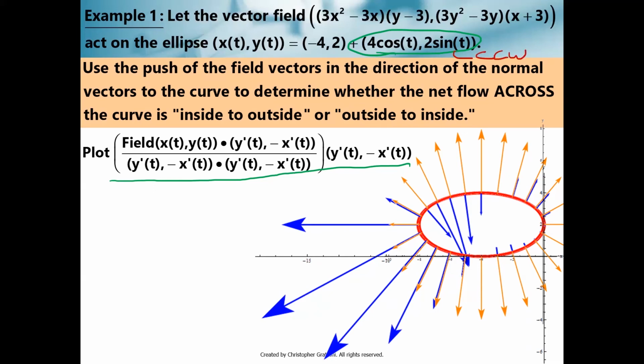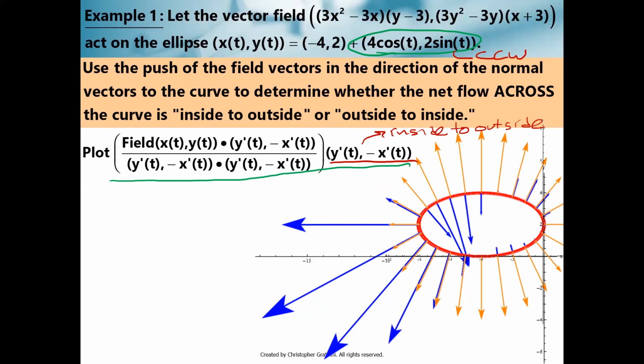Because cosine comma sine has a counterclockwise orientation, my right-footed normal vectors are going to be pointing outside, right? These are going to be pointing inside to outside. Our right-footed normal vectors point inside to outside when we have a counterclockwise parameterization. And then our job is to look at these blue vectors and ask ourselves, on the whole, in the aggregate, does it look like these blue vectors are pointing more with our normal vectors or more against our normal vectors? And then that'll help us determine if the net flow across is inside to outside or outside to inside.